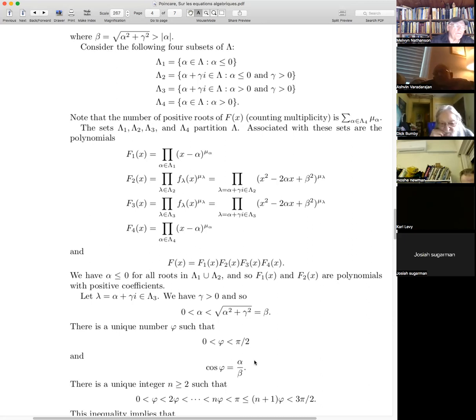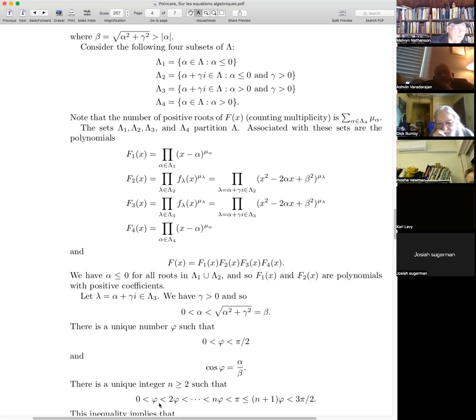And maybe 3 phi is less than pi and 4 phi is less than pi. But at some point, there's some number n such that n times phi is less than pi, but n plus 1 times phi is greater than or equal to pi. So I choose this unique integer n that satisfies this inequality.